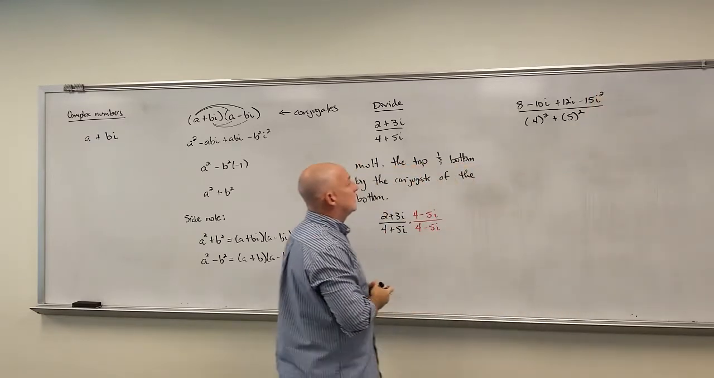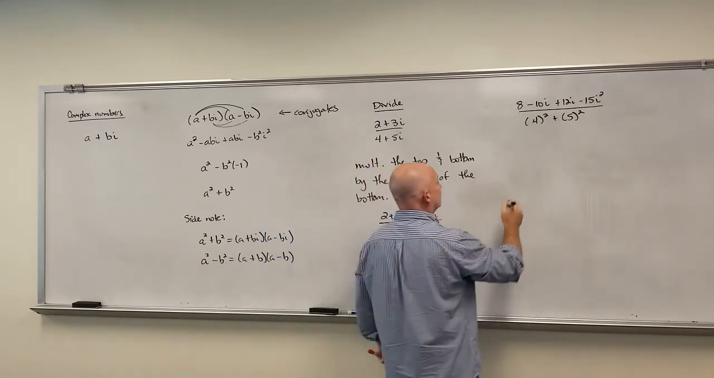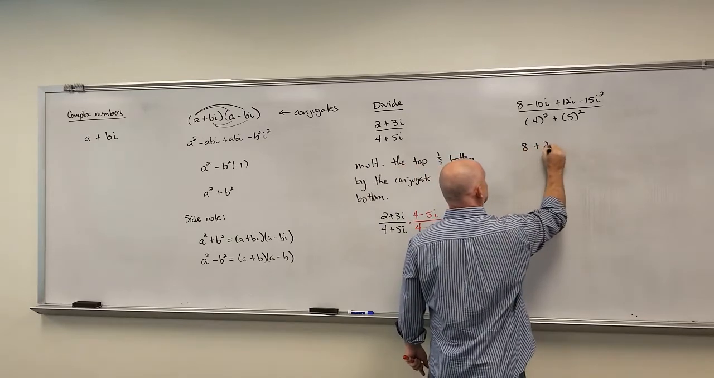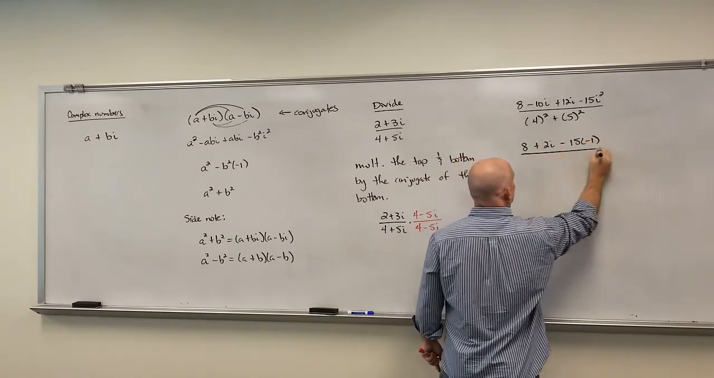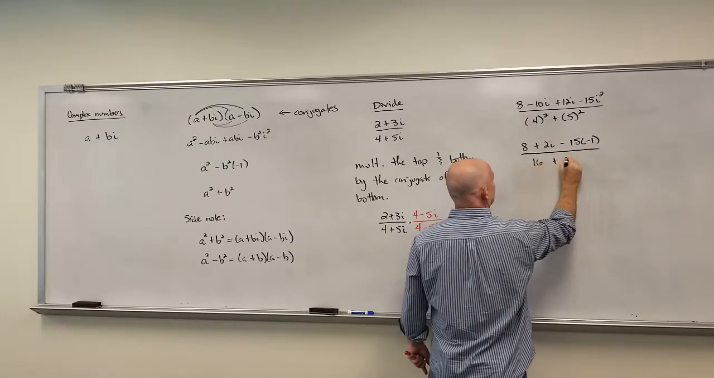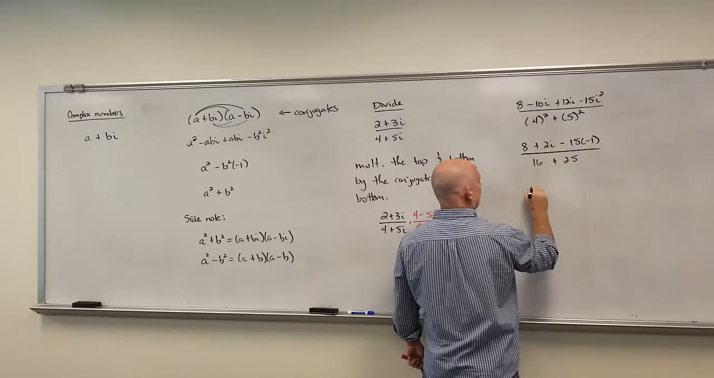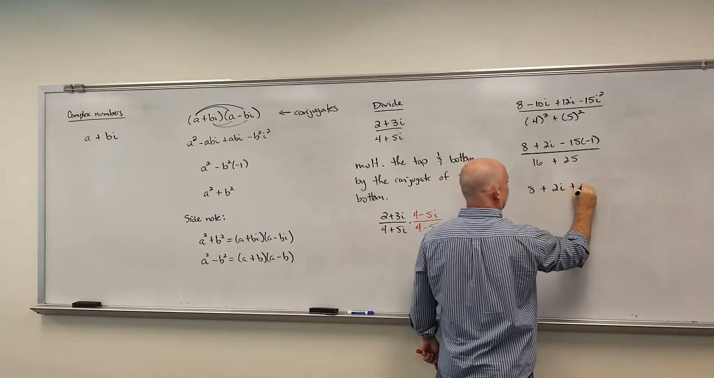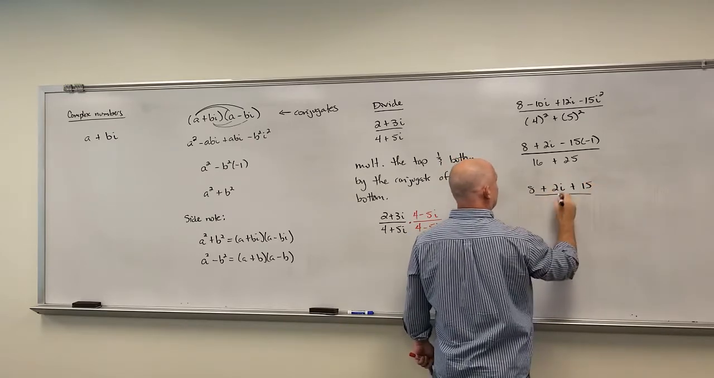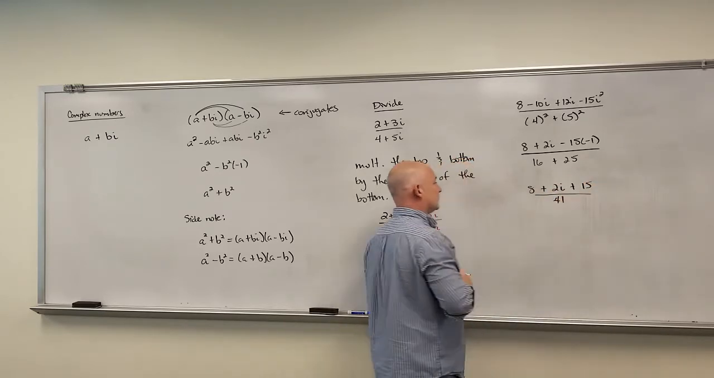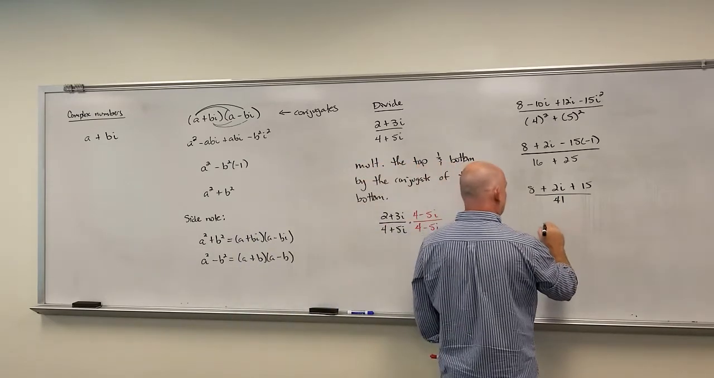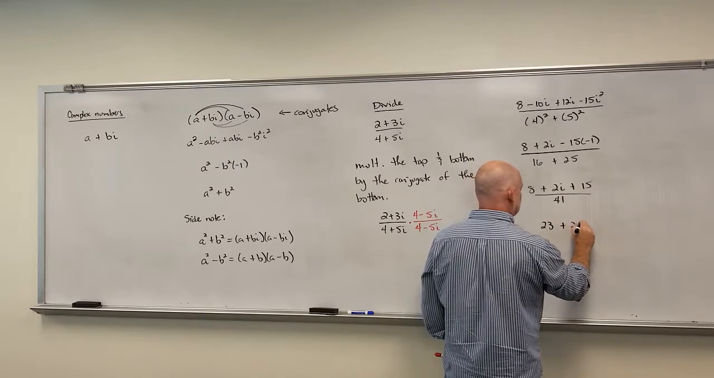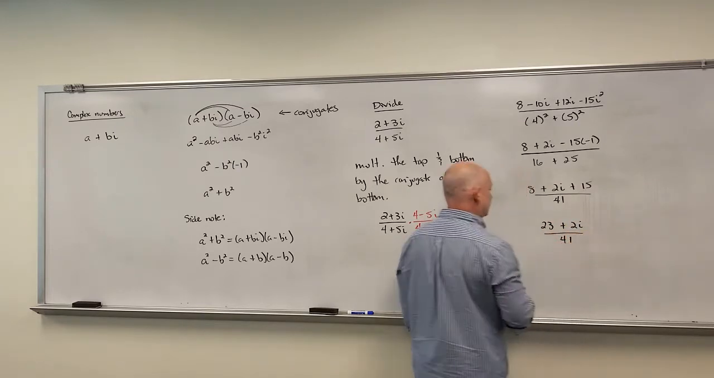Okay, so let's simplify the top. We can combine some like terms. So we have 8 plus 2i, and I know i squared is negative 1. On the bottom, I'm just going to square these: 16 plus 25. So I have 8 plus 2i plus 15 all over 41. Combining my like terms on the top, that's 23 plus 2i all over 41.